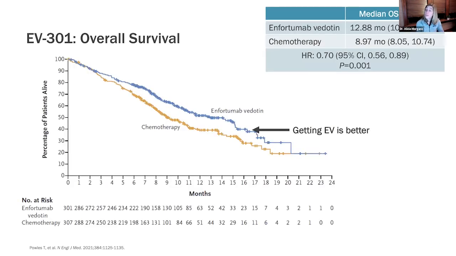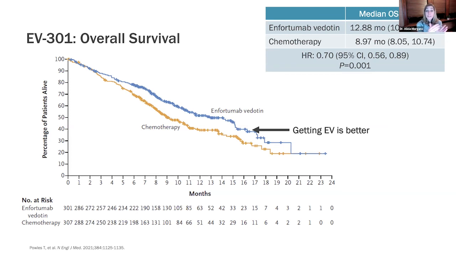And here we have another survival curve. So we get another test of our ability to read these survival curves. And what you could see, separation of curves means that one group is doing better. And the group that's doing better is the group that got the enfortumab vedotin by a lot, 30% reduction in death when they were treated with enfortumab vedotin versus a different chemotherapy.